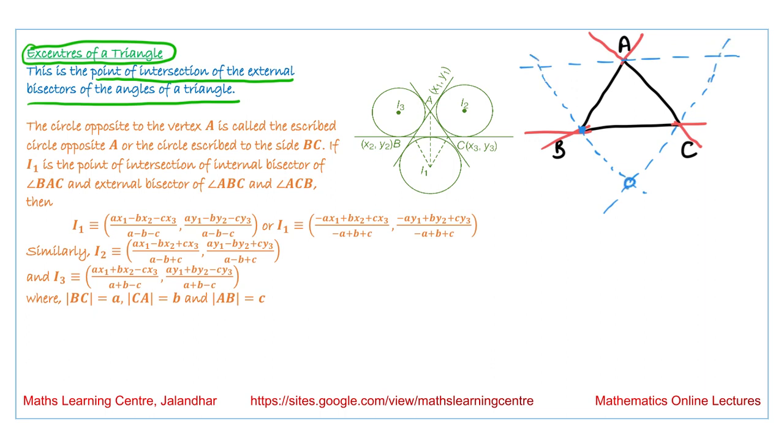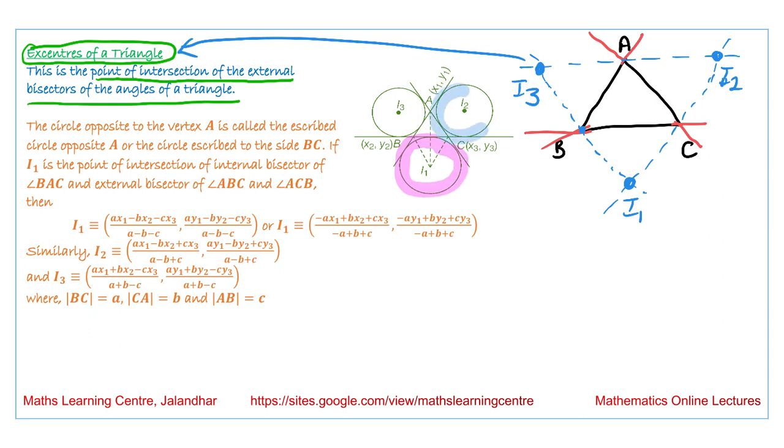The points where these external bisectors intersect, this is the point I1, this is the point I2, and this is the point I3. These are the 3 points that we have, and these are the 3 excenters of the triangle. With these points as centers, if we draw these three circles, we obtain the circles shown in the figure over here. This is the circle with center I1, this is another circle with center I2, and this is the circle with center I3.